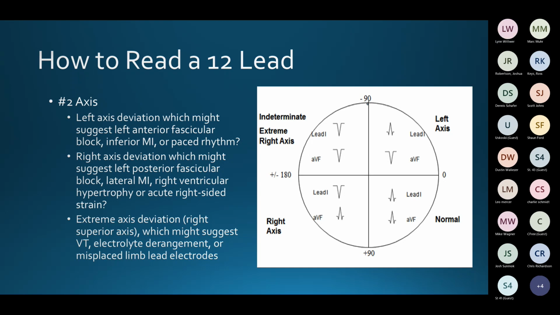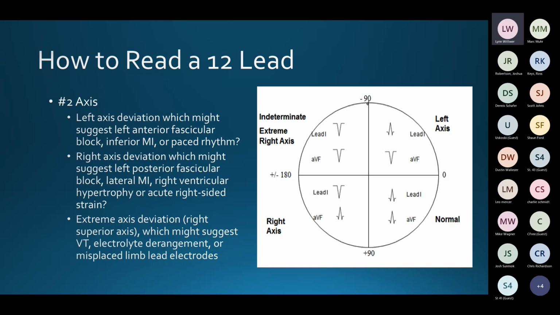Right axis deviation in this area here suggests probably a left posterior fascicular block. So again, an incomplete bundle branch, but a left posterior fascicle, or a lateral MI, or right ventricular hypertrophy, or acute right-sided strain. You might see right axis deviation, for example, if somebody has a pulmonary embolus, because you're going to get an immediate right heart strain.